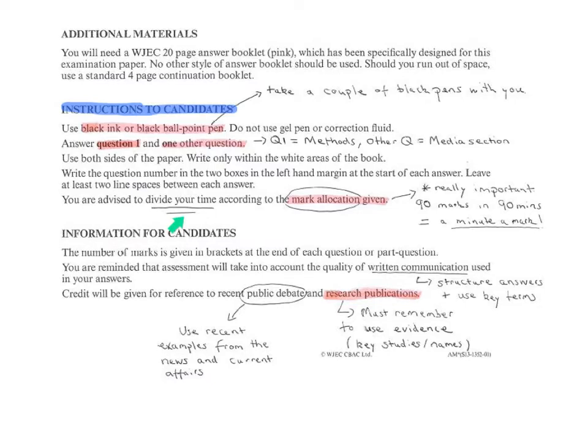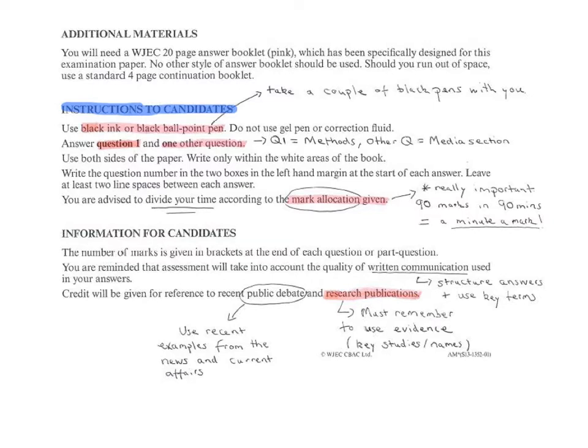So it says that you're advised to divide your time according to the mark allocation given, and that is really important advice. So there are 90 marks on this paper, you've got 90 minutes, so time management is a minute a mark. So try to keep to that as closely as you can.